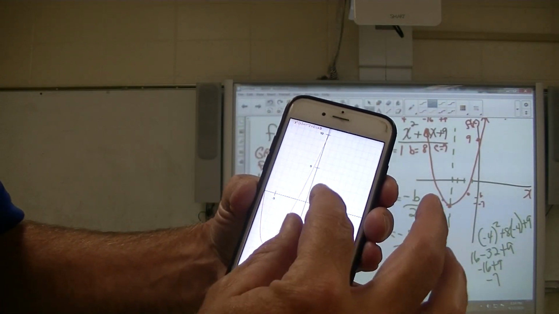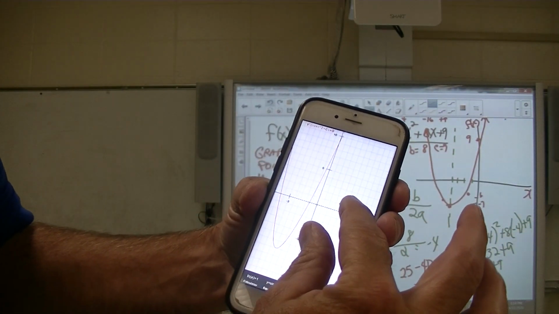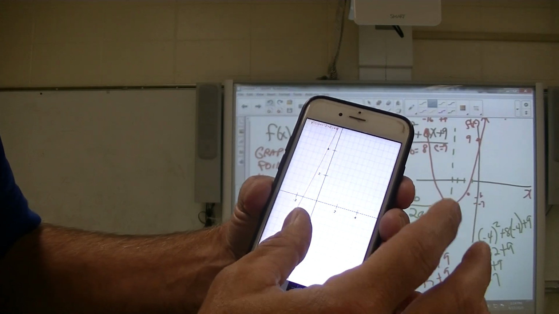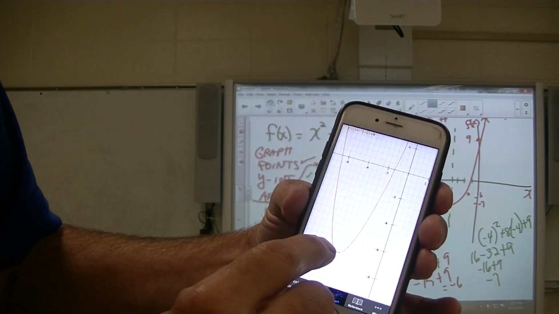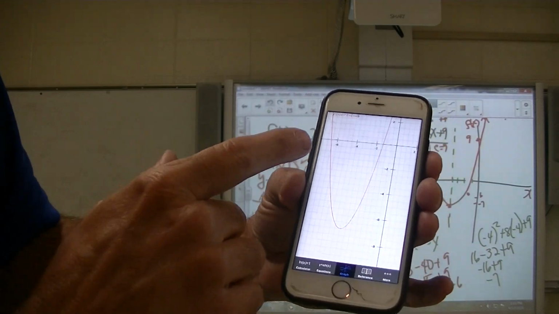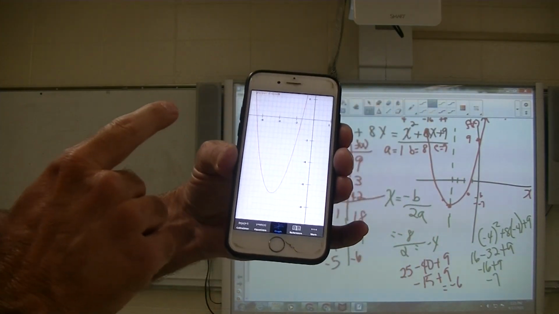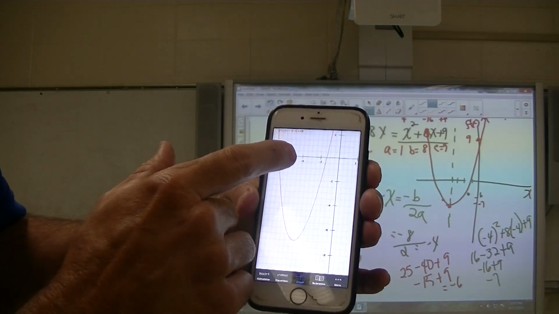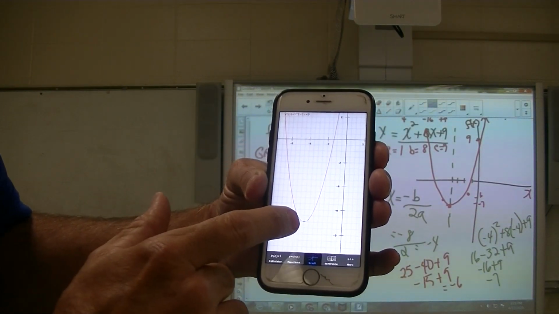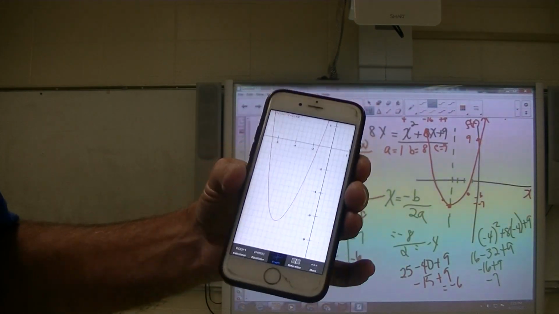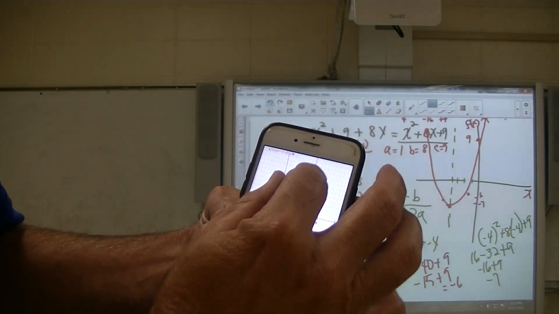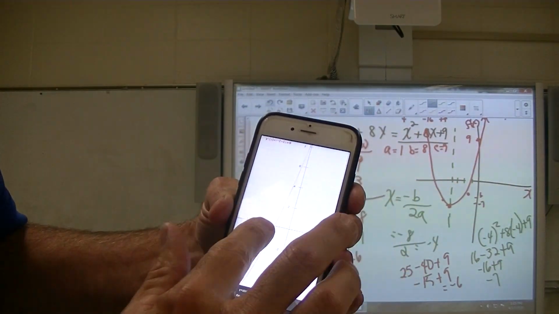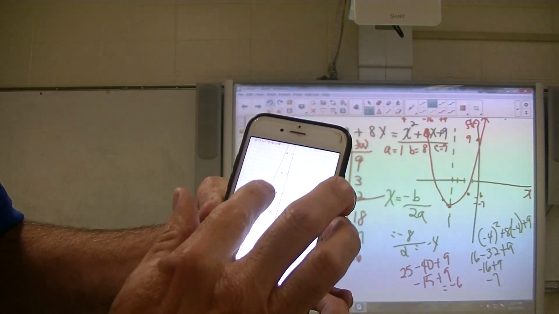You can zoom in and out with your fingers like you would expect, and you could see over here, for instance, the vertex is way down here at negative, what did we say? Vertex was -4, -7. Yeah, so you see over -4 straight down to -7. There's the vertex of that thing. The y-intercept, of course, is up here. It crosses the y-axis at 9.